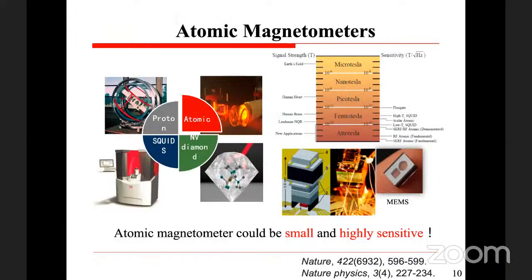So currently, there are 4 main magnetometers in the world, for example, SQUID, atomic magnetometers, NV centers, and also proton magnetometers. Compared with SQUIDs and NV centers, atomic magnetometers are currently the most sensitive magnetometers in the world. For example, the state-of-the-art atomic magnetometer could reach sub-femtotesla sensitivity. Moreover, an atomic magnetometer doesn't require a low temperature system compared to the SQUID, so it can be made very small. It can also combine with nanotechnology, so the magnetometer could be small and highly sensitive.